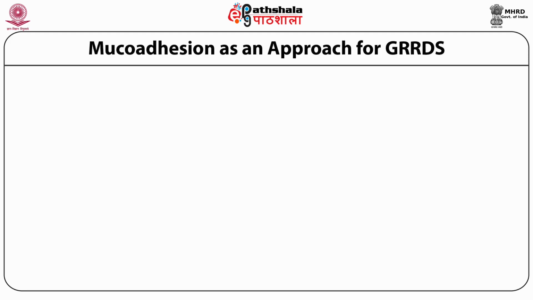Mucoadhesion as an approach for gastroretentive drug delivery system. I just mentioned that the behavior of the polymer and its capacity to attach to the stomach wall or the mucosal membrane will probably decide its retention time. The mucoadhesive polymers are used either singularly or primarily in combinations to deliver a drug delivery system which has a huge amount of mucoadhesion capacity and which will be able to retain the dosage form at the site of action for a prolonged duration of time.